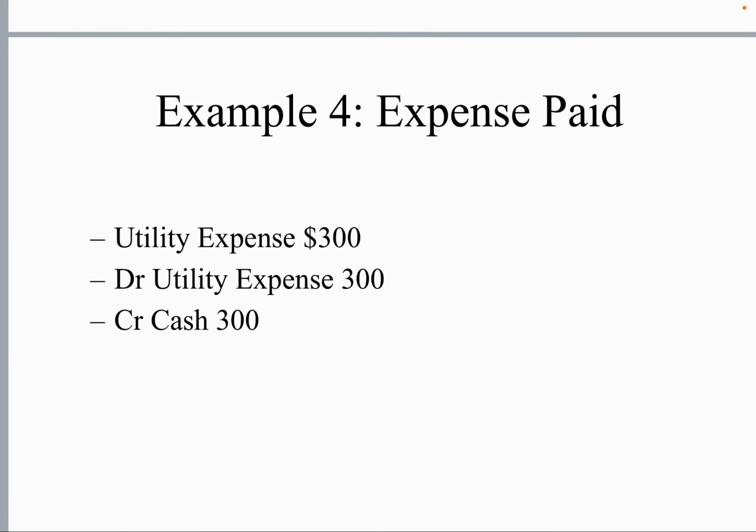Expense paid. Example 4. The company pays 300 for utilities. Utility expense increases, debit. Cash decreases, credit. Debit utility expense 300, credit cash 300. Remember, expenses always increase with a debit.